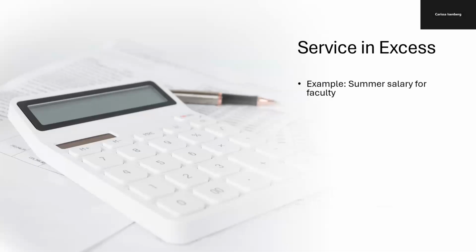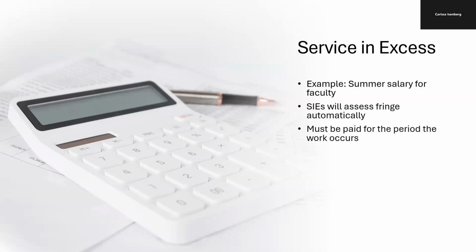So one example that is typically allowed is summer salary for 9 to 10-month faculty. It's important to know when that is budgeted. It is expressed in months, but it is calculated based on monthly salary. And fringe is assessed. It's not fringe free. If you are receiving summer salary, you have to be doing summer work. You cannot be reimbursed for extra work you did during the academic year.